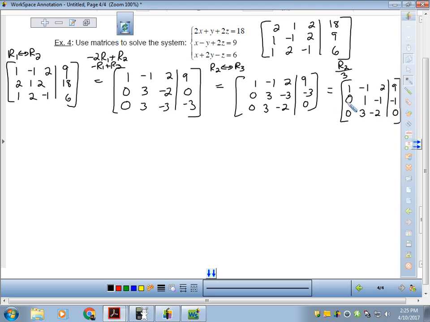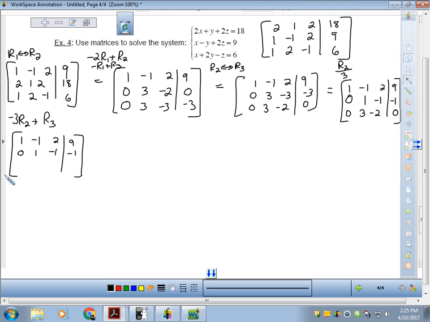So I've got my 1, I've got my zeros underneath. I now have a 1 here. I want to get a 0 underneath. So to make this be a 0, I'm going to take my row 2 and multiply it by negative 3 and add it into row 3. So row 1 will stay the same, 1, negative 1, 2, and 9. Row 2 will stay the same, 0, 1, negative 1, negative 1.